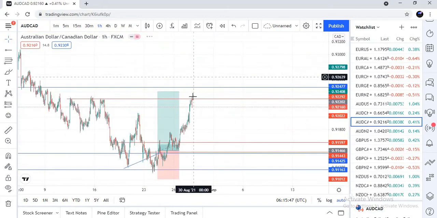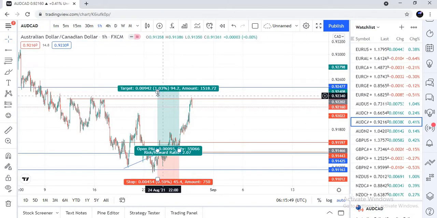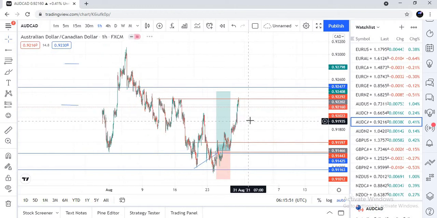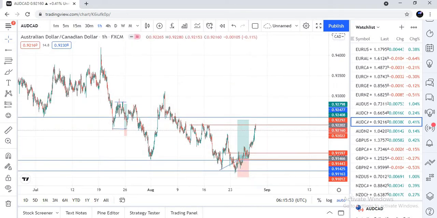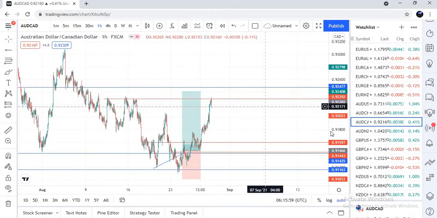It is up about 69 pips. We're most likely going to close this trade. So it hit take profit 1, take profit 2, and it was heading for take profit 3, but it looks like it's going to be reversing, so we might just close AUD CAD for this week.